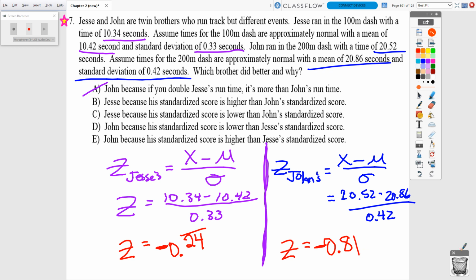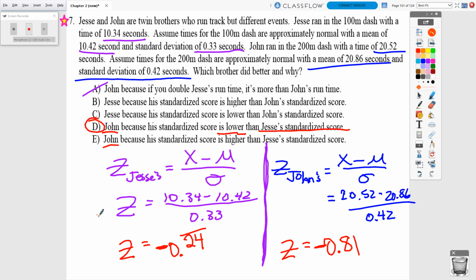So which brother did better? And in this case, is it the higher the z-score, the better? And in terms of track times, no, higher is not better. So we wouldn't say that Jesse did better, because actually he's closer to being average than John was. John is further away from the mean. He is faster. He's almost 1 standard deviation away from the mean. Meanwhile, Jesse's time is hardly even a quarter of a standard deviation below the mean. So I would say John is the winner here because his standardized score is lower than Jesse's standardized score.